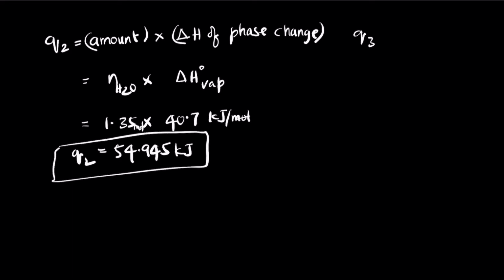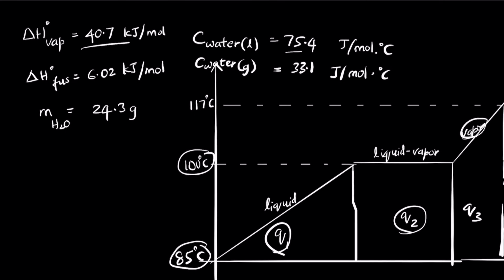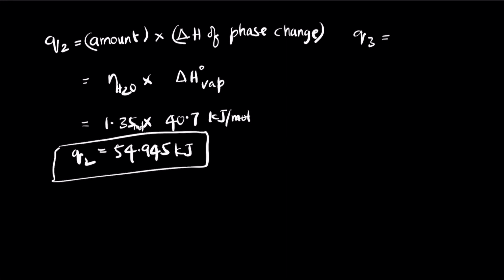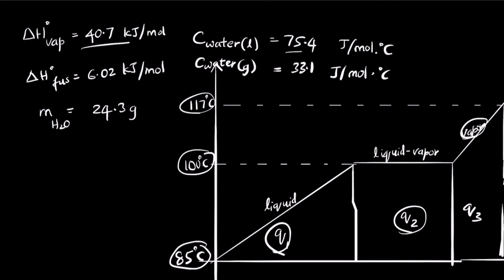Again Q3, it's a phase change. It's not a phase change. It's just an increase in temperature. Vapor increases from 100 to 117 degrees. So which is going to be again N times C times delta T. So N of H2O times C of H2O, because here it's vapor, so you have C of H2O of gas times delta T. Again 1.35 times C of H2O when it is gas. So this data will all be given in the questions. Always don't need to worry about this data.